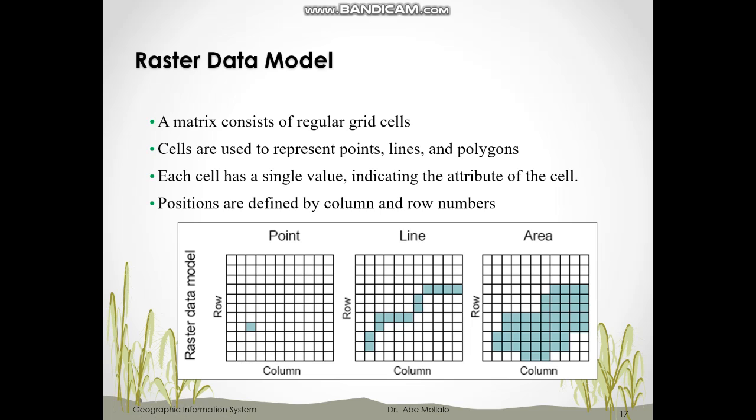So the difference between the raster data model and the vector data model is that the raster data model uses cells or pixels to represent points, lines, and polygons. So that's the major difference between the vector data model and the raster data model. The vector data model is based on coordinates, but here it is based on cells or pixels.